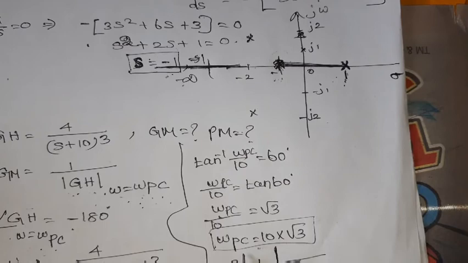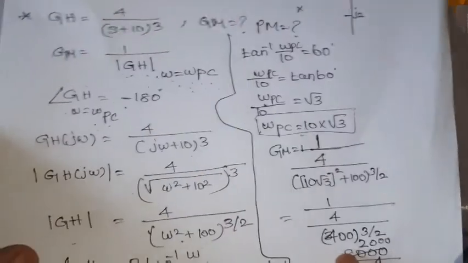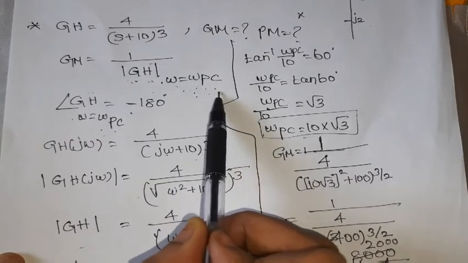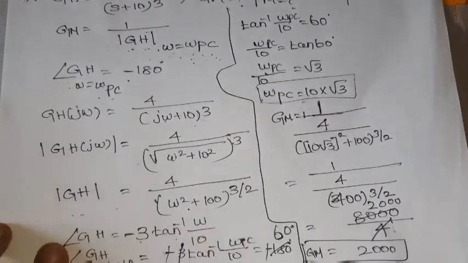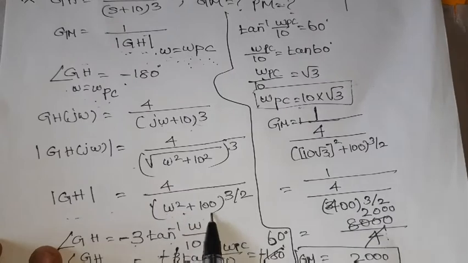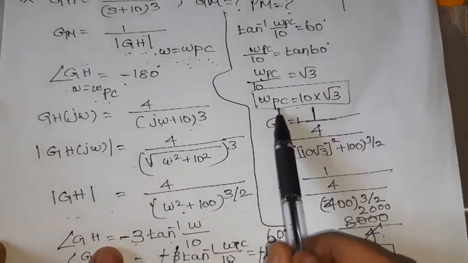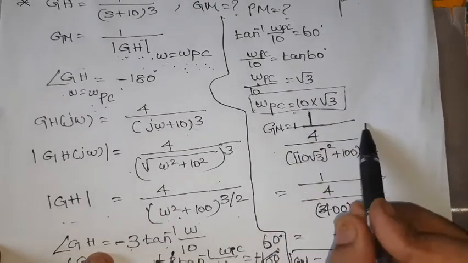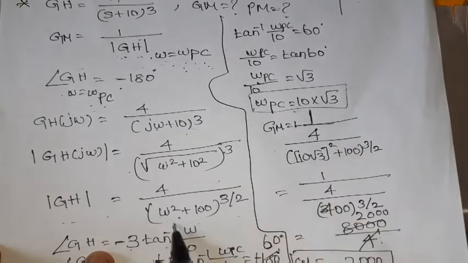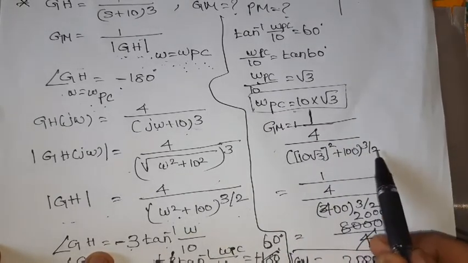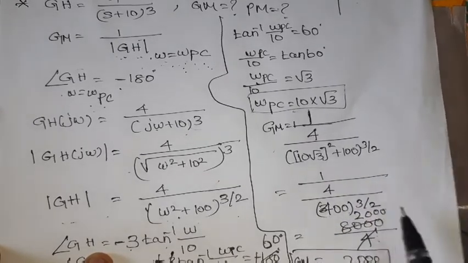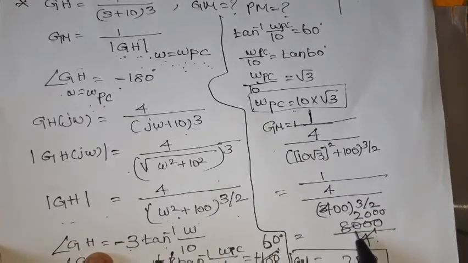So we have found the value of omega PC equal to 10 root 3. Substituting into the gain margin formula: gain margin equals 1 by the magnitude of GH at omega equal to omega PC. The magnitude of GH is 4 divided by (omega squared plus 100) to the power 3 by 2. In place of omega, substitute omega PC equal to 10 root 3. Gain margin equals 1 divided by 4 by ((10 root 3) squared plus 100) to the power 3 by 2. 10 root 3 squared is 300, plus 100 is 400, to the power 3 by 2, which simplifies to 8000.